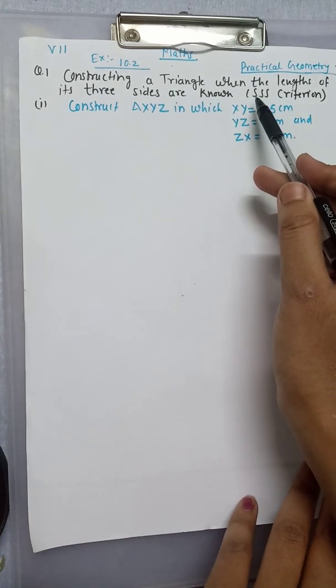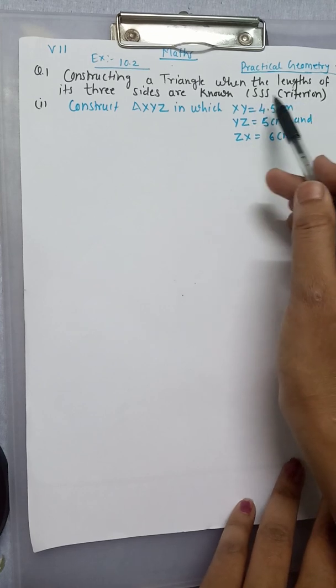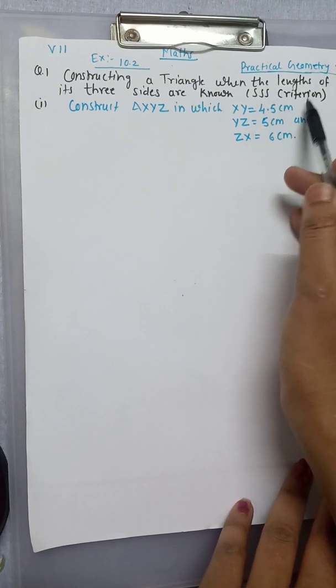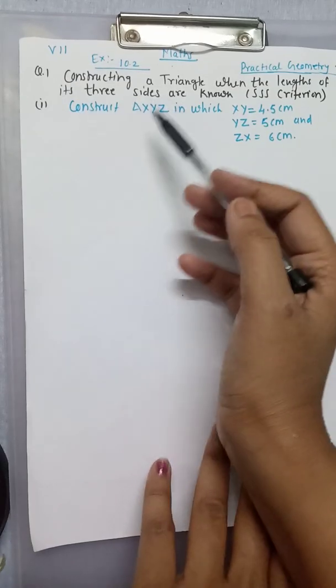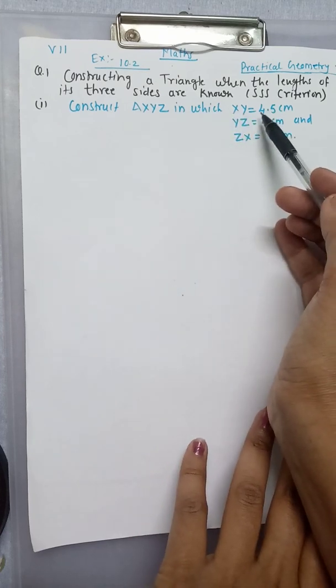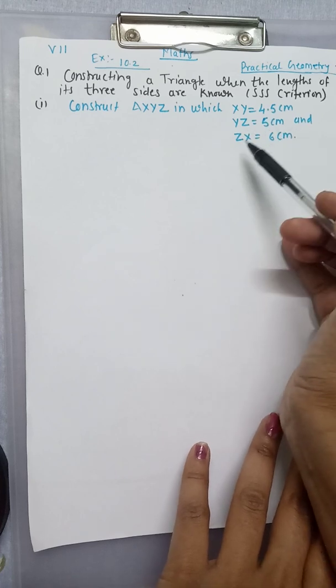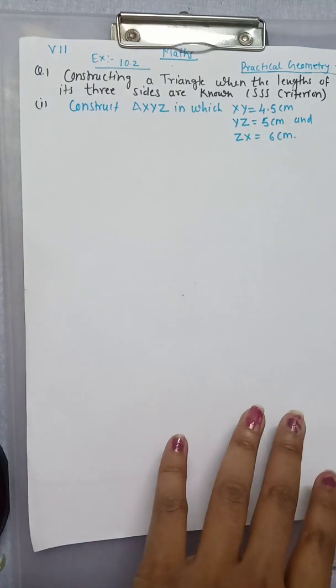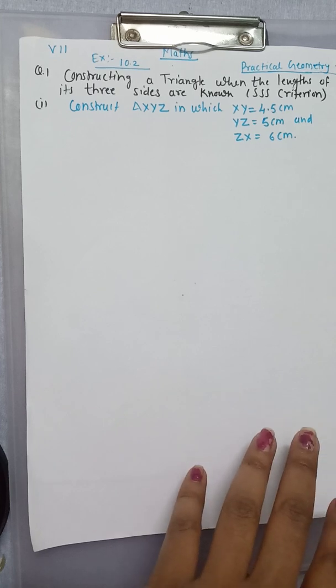We can call this criterion the SSS congruence criterion, also called the side-side-side criterion. So here in the first question, construct triangle XYZ in which XY is 4.5 centimeter, YZ is 5 centimeter, and ZX is 6 centimeter. So we have to construct a triangle with three sides.